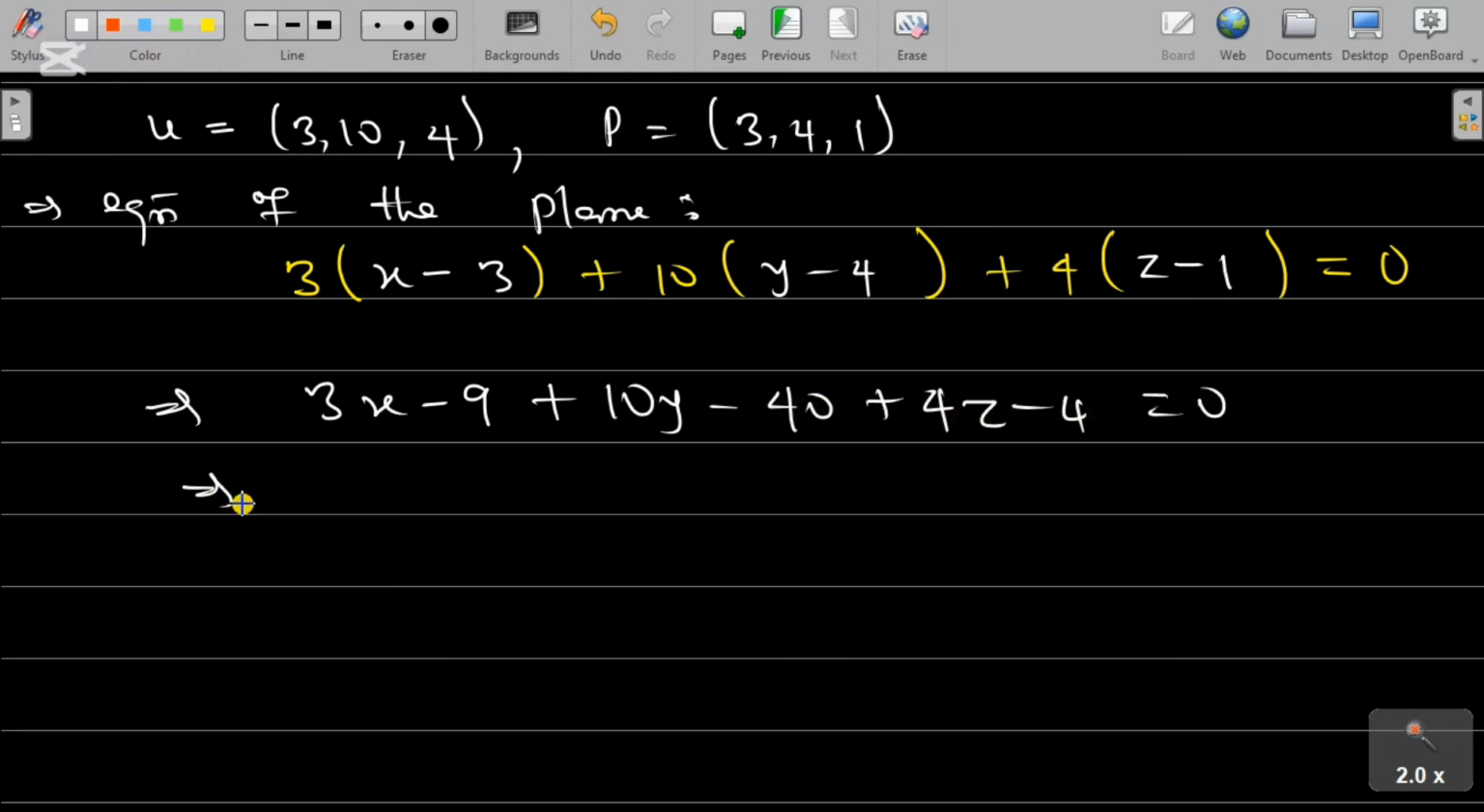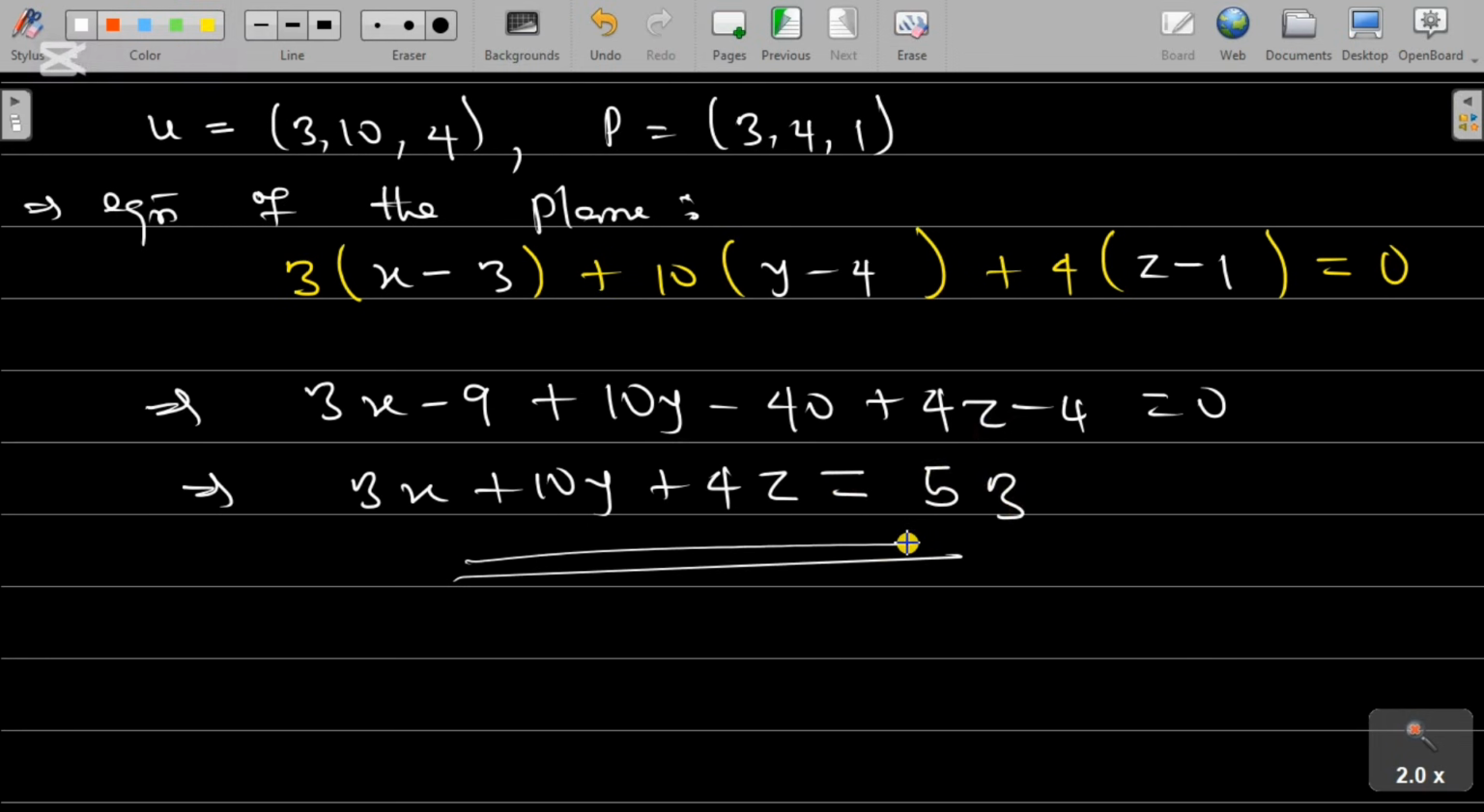Collect your x, y, z together. So you have 3x plus 10y plus 4z. Then join all the numbers and take them to the other side. This plus this is, minus 9 minus 40 is minus 49. Minus 4 is minus 53. So if you take it over to the other side, it becomes plus 53. And that is the solution to this particular problem.